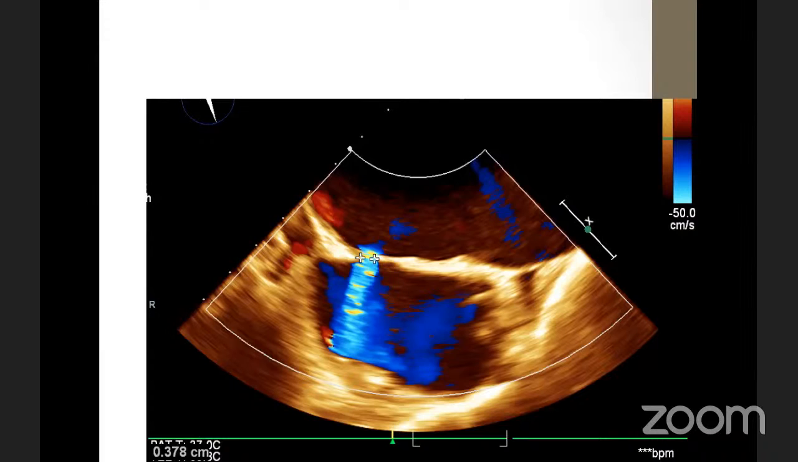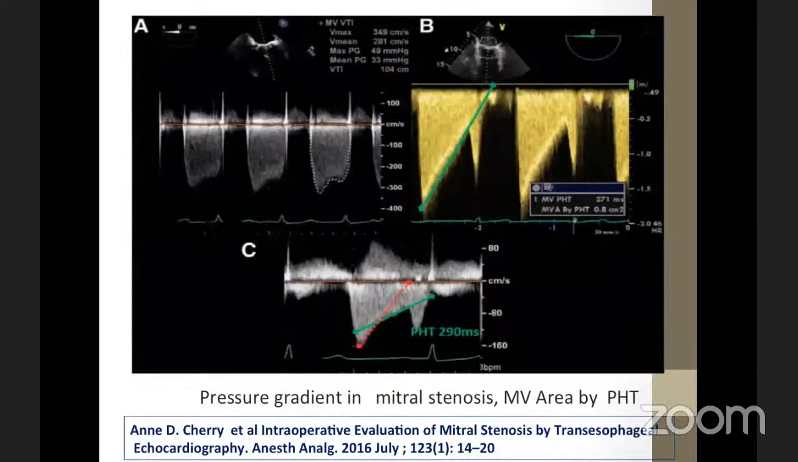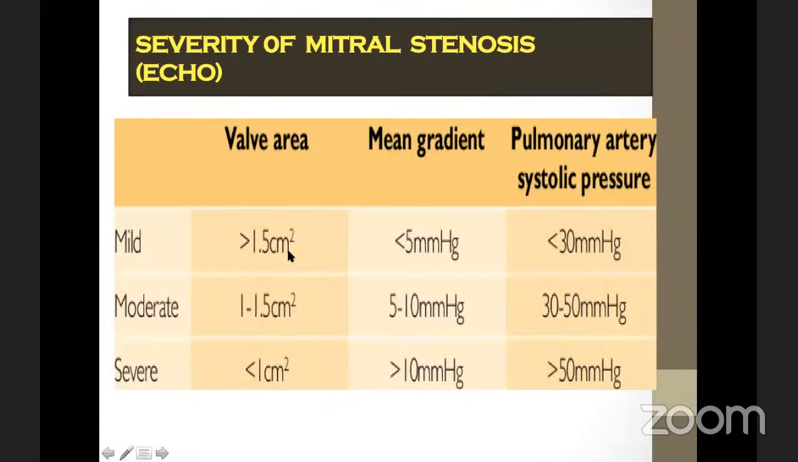Classify the severity of the mitral stenosis by valve area, mean gradient, and pulmonary artery systolic pressure: mild, moderate, and severe. The area is more than 1.5 centimeters squared for mild, 1 to 1.5 for moderate, and less than 1 is severe. Mean gradient again is less than 5 in case of mild stenosis, some say 6. The two guidelines, American and European, say it in a slightly different way: 5 to 10 and more than 10. What is more important is the pulmonary artery systolic pressure. If it is more than 50, it warrants caution. You have to be careful and you have to go for advanced monitoring.